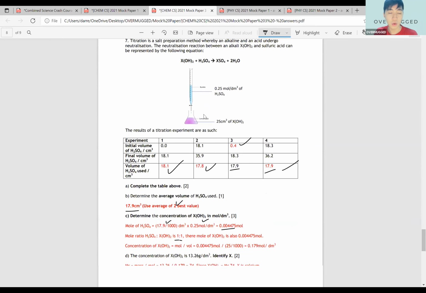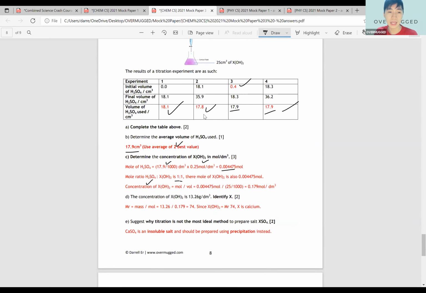Then from there, we can find the concentration by taking mole divided by volume. That's how I get my concentration of my X hydroxide. Okay, they told us that X hydroxide is 13.26 grams per dm cubed. Here I have mole per dm cubed. So what's their relationship? We can find MR if we take mass divided by mole. Okay, why? It's because mole equals mass over MR, right?